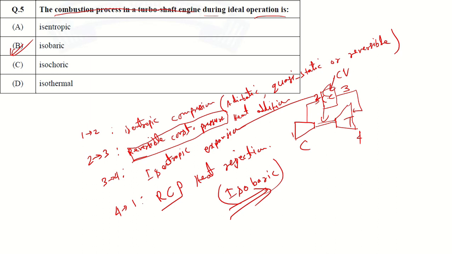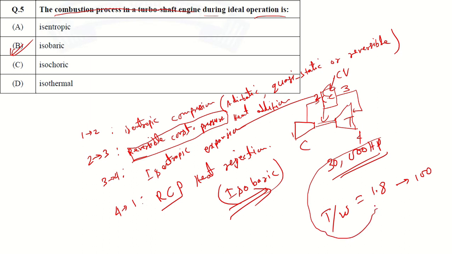So the fact is, the turboshaft engine is 30,000 HP horsepower, with a thrust to weight ratio of 1.8 to 100. This is the fact of the turboshaft engine. But for the ramjet engine, it is like this. This is 0, 1, 2, 3, and 4.